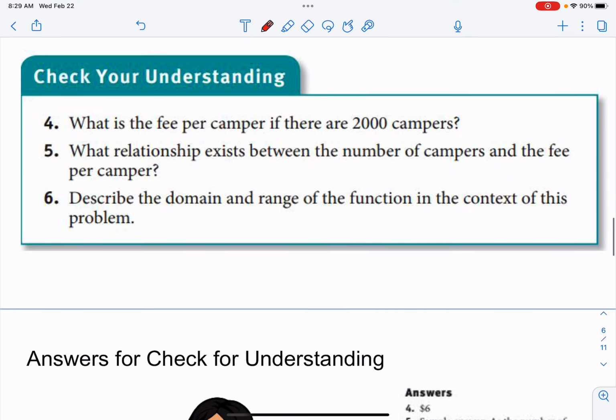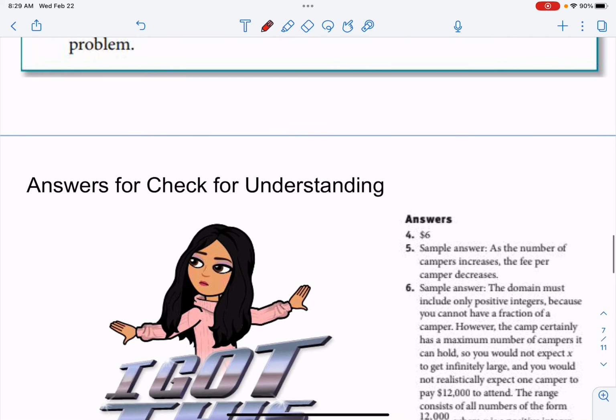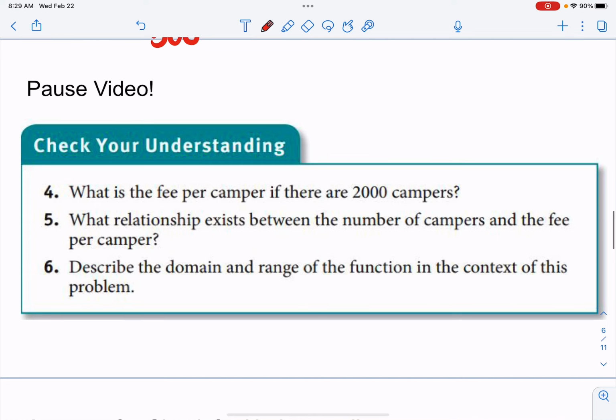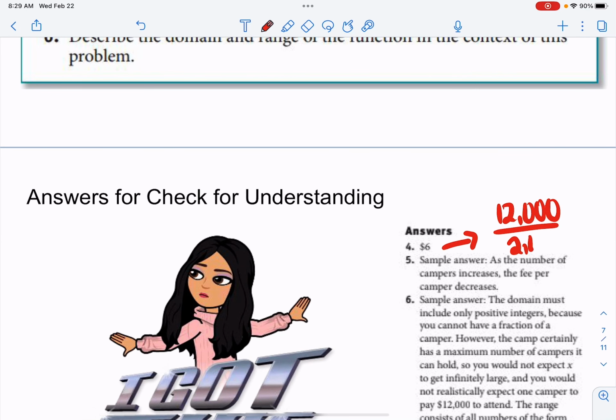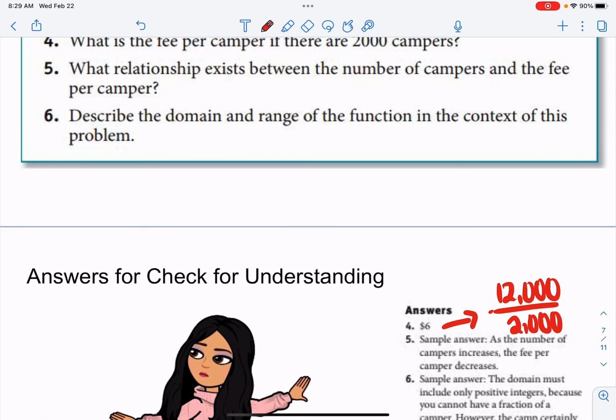For number 4, you would get 6. What is the fee per camper? If there's 2,000 campers, you would just do 12,000 divided by 2,000. Okay, and so you would get $6 there. For problem number 5, there's multiple answers.